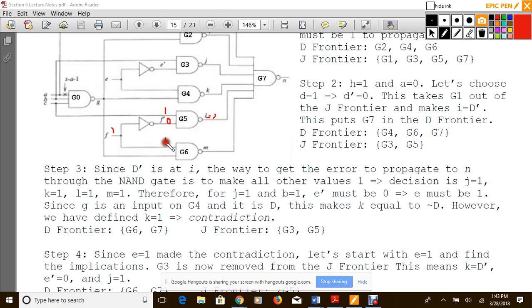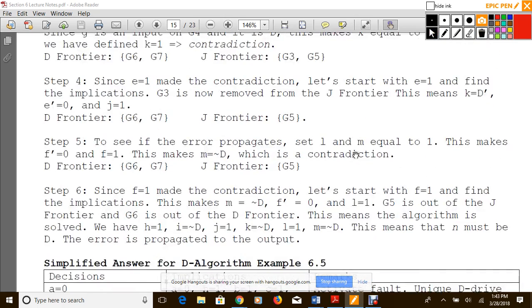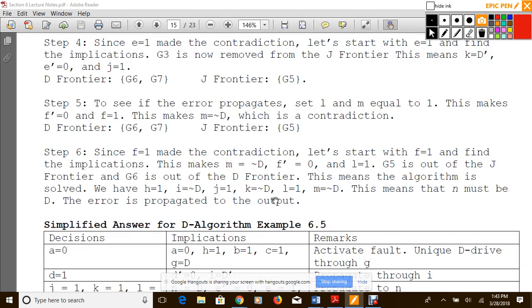So here's the thing, 1. And here I'm getting G down here, so that becomes D. And so if I have 1 and 0, I'm going to propagate D bar to the output. But that's a contradiction, so I need it as a 1, right? Make sense? So since F equals 1 makes the contradiction, let's start with F equals 1 and find the implications. So you find that if F equals 1, that makes M equal to D bar, F bar equal to 0, and L equal to 1.